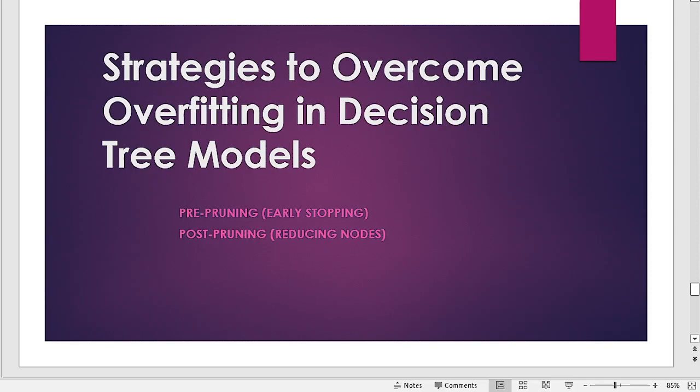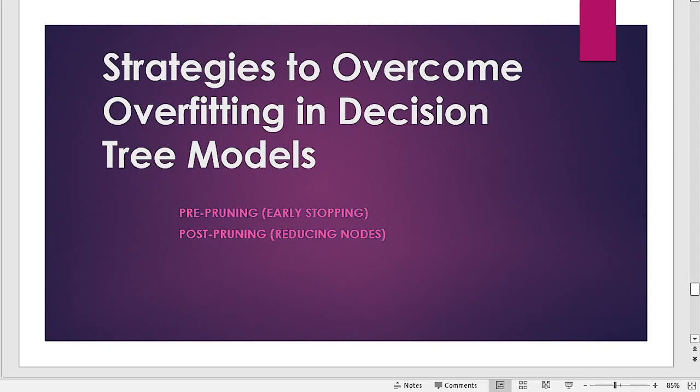After the tree is fully grown, post pruning involves removing branches or nodes to improve the model's ability to generalize. Some common pruning techniques include cost complexity pruning (CCP). This method assigns a price to each subtree primarily based on its accuracy and complexity, then selects the subtree with the lowest cost. Reduced error pruning removes branches that do not significantly affect the overall accuracy.